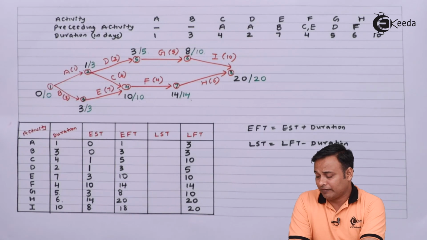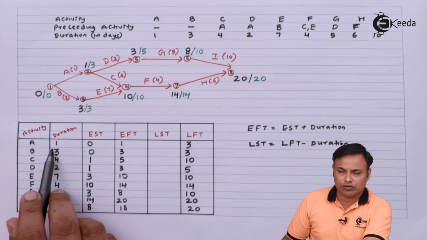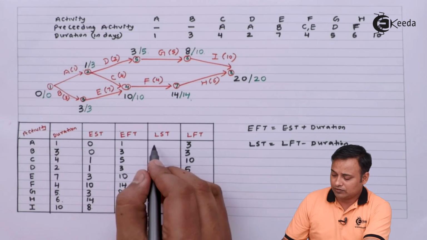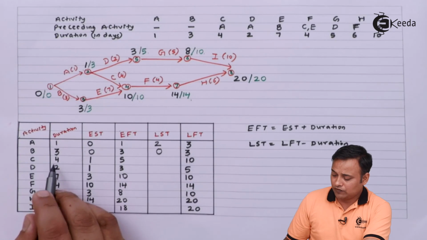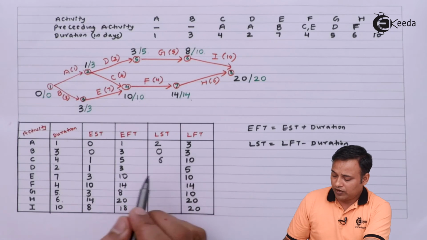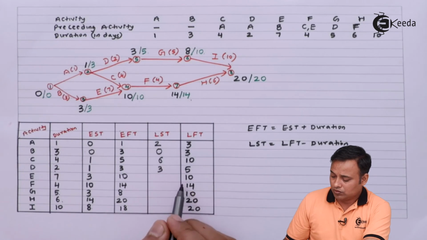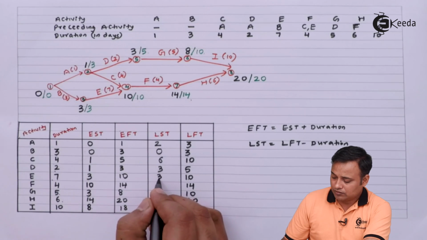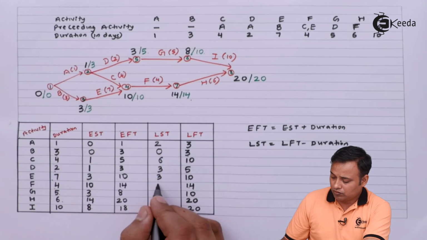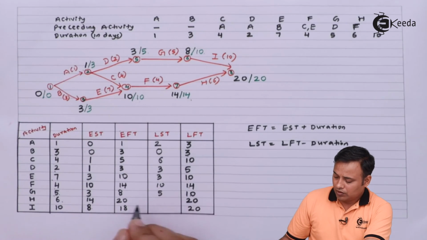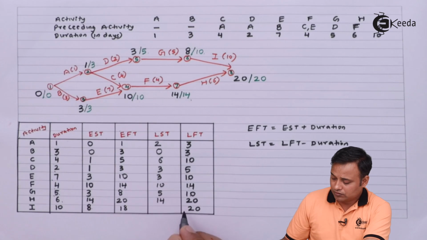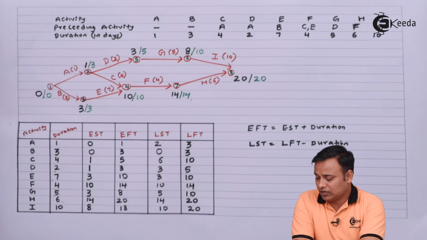For latest starting time, it will be LFT minus duration D. So 3 minus 1, 3 minus 3, 10 minus 4, 5 minus 2, 10 minus 7, 14 minus 4, 10 minus 5, 20 minus 6, and 20 minus 10. So with this we are done with the EST, EFT, LST and LFT.